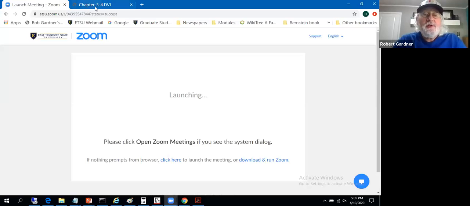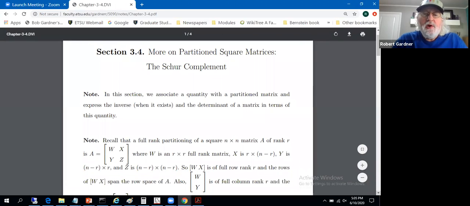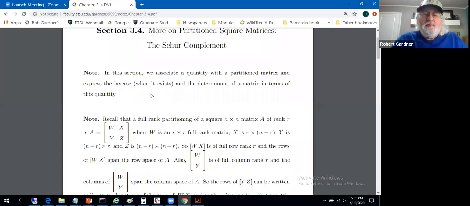Moving on to the next section, we'll deal with some partitioned matrices, section 3.4. More on partitioned square matrices, the Schur complement. Okay, so we're going to look at a particular way of partitioning a matrix with an eye towards rank. And in the process, we'll discuss determinants of matrices in terms of this new component of a partitioned matrix that we'll introduce.